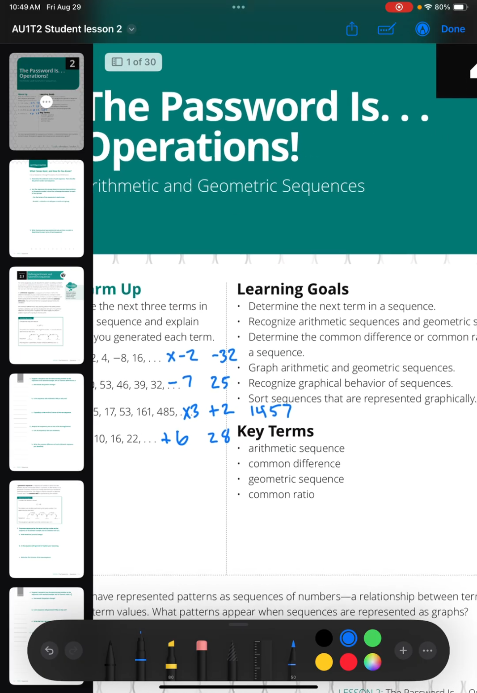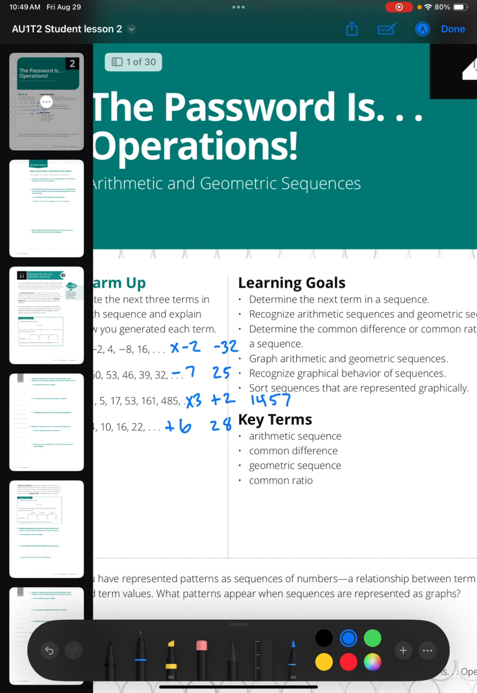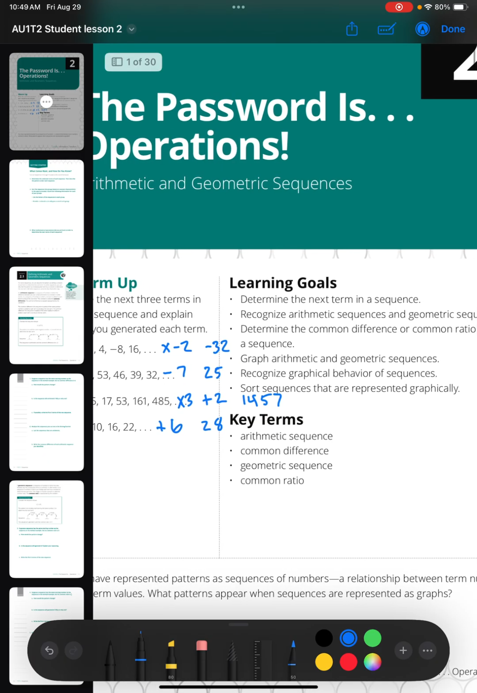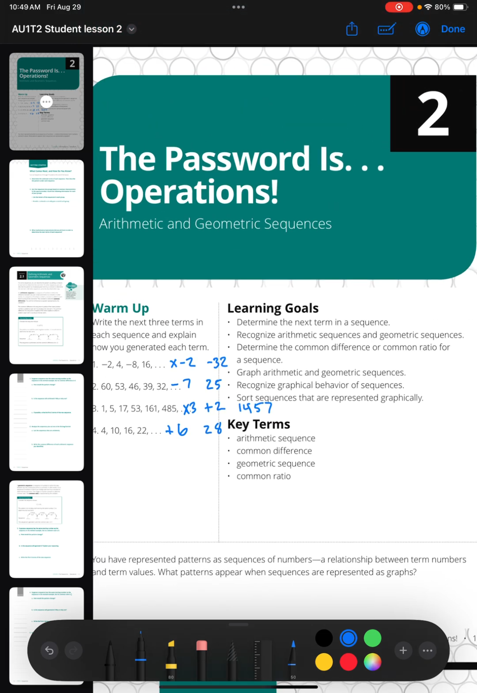All right, so goals today is just being able to determine the next term in a sequence, recognizing and knowing what an arithmetic and geometric sequence is, understanding terms common difference and common ratio that we'll get to, and being able to graph those, and recognizing that graphical behavior.